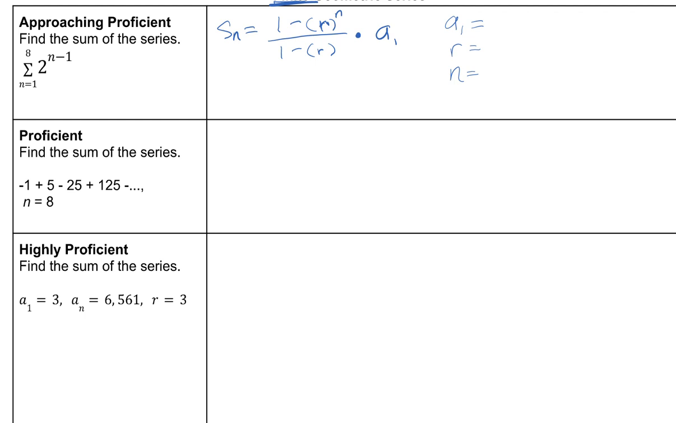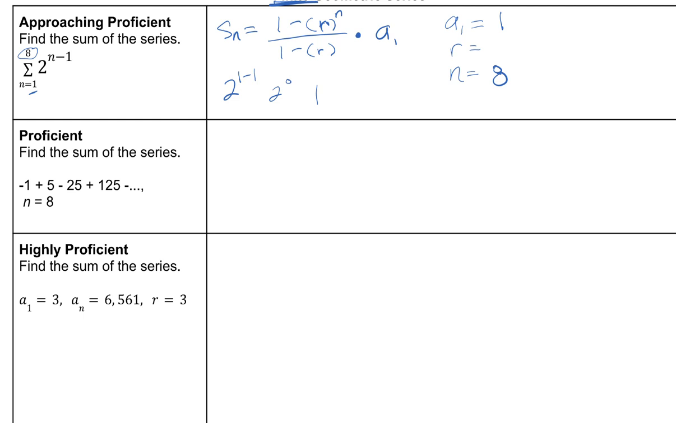So using the formula, I know what n is right here. It's 8, okay? And to find the first term, I plug a 1 in. So 2 to the 1 minus 1 is 2 to the 0, and I get 1. So my first term is 1.